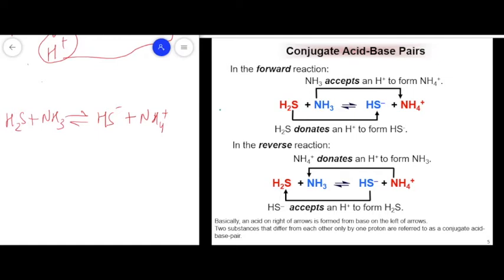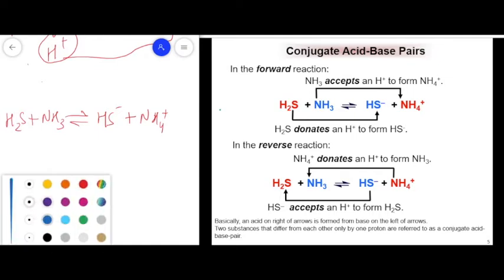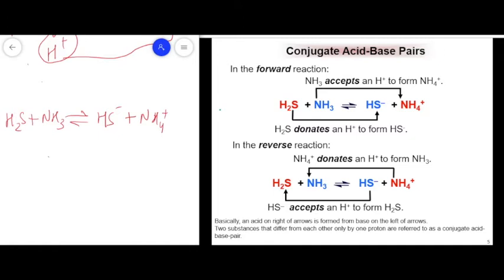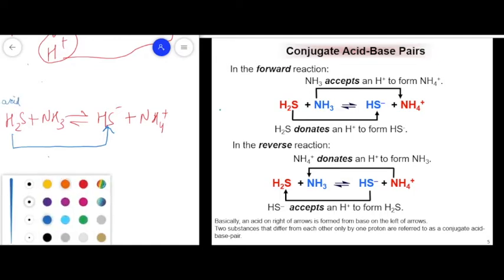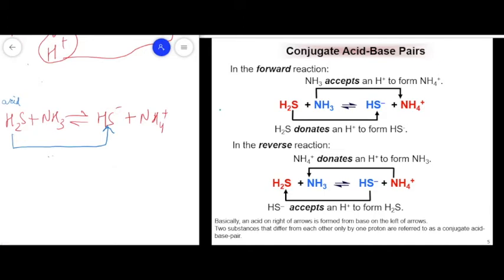So let's just look at the forward reaction to begin with and define what is an acid and what's a base in this case. So here what's happening, H2S is actually losing a proton and changing into HS minus, right? So that makes this H2S an acid according to the Bronsted-Lowry concept. And what's happening to ammonia? Ammonia here is changing into NH4 plus, so ammonia has actually accepted a proton. That makes ammonia a base. So whenever an acid changes into something on the right, this is called a conjugate acid-base pair. Okay, what do I mean by that?